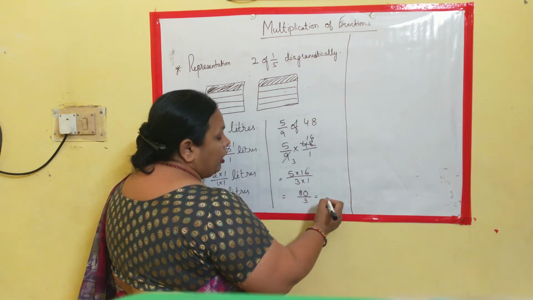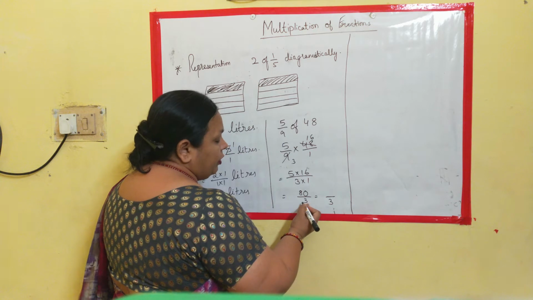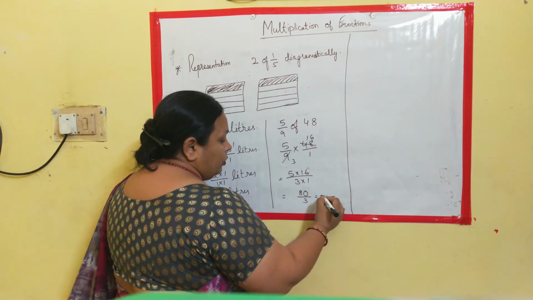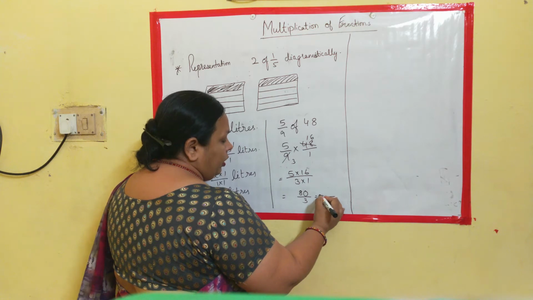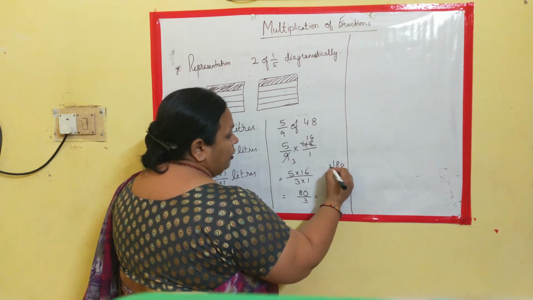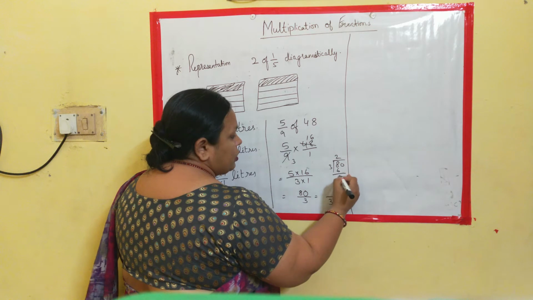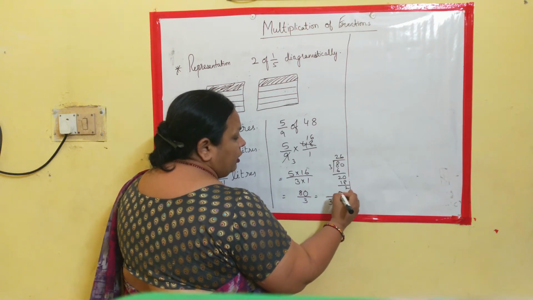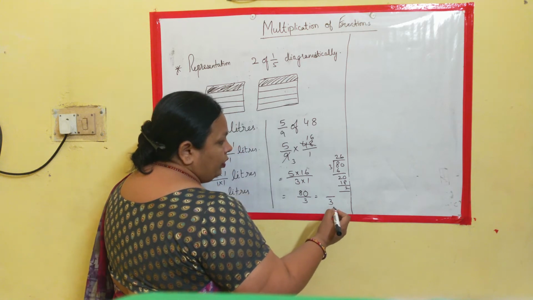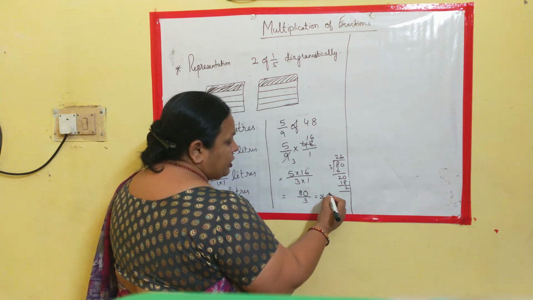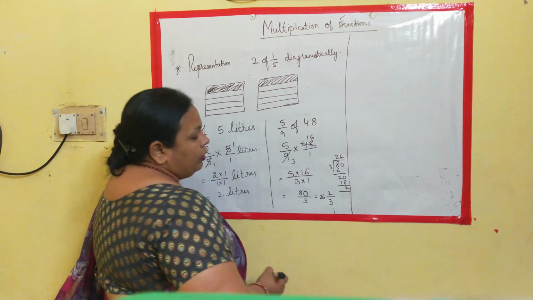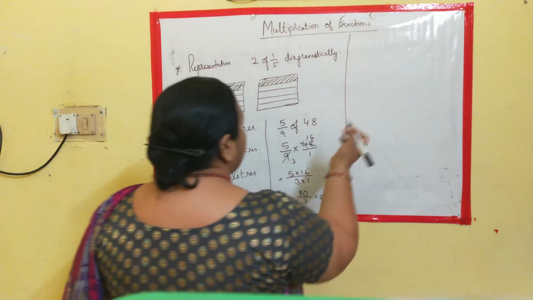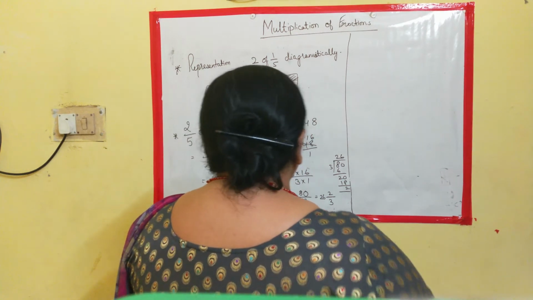80 by 3 again to be converted into a mixed fraction. 3 2s are 6, so this will be 80 by 3. 3 2s are 6, you are going to get 20. So 3 6s are 18, then again 2 is there. So we will have 26 2 by 3. Clear? Now moving ahead with the next example.